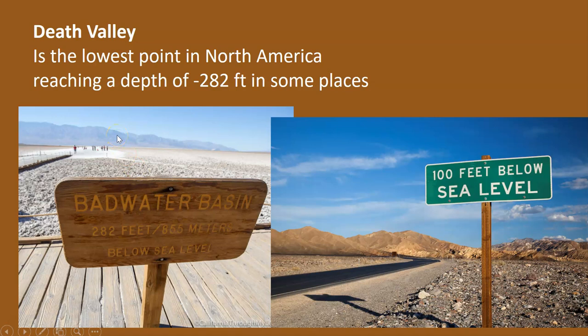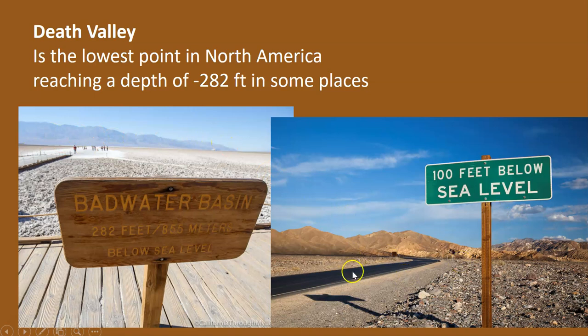Take a look at this example because it's not always true that you have to be underwater to be below sea level. So here's your first example. Death Valley is the lowest point in North America, reaching a depth of negative 282 feet in some places. So take a look at this sign, 282 feet below sea level, and you see people here, and it's dry, and you see a mountain in the background.